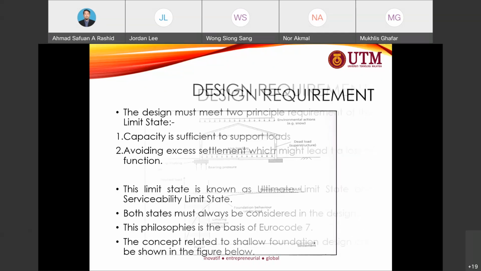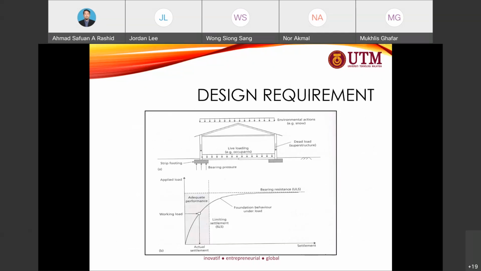So this is just an example to define the conditions under the ULS and also the conditions under the SLS, which is the limiting settlement, while the other is the bearing capacity. So normally in design and in construction, we may refer to the working loads.